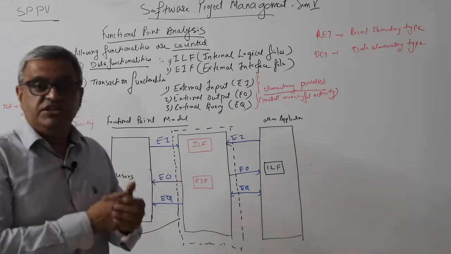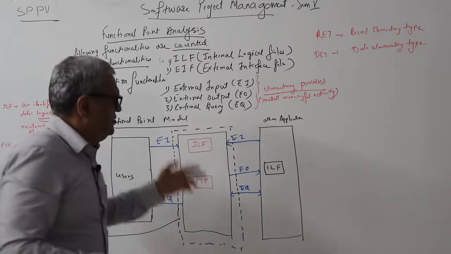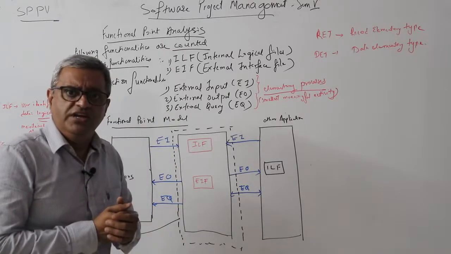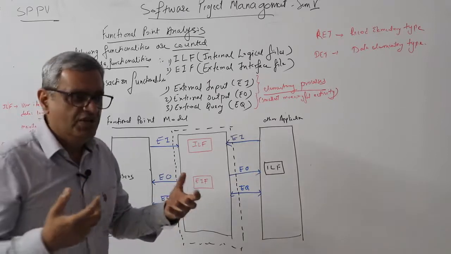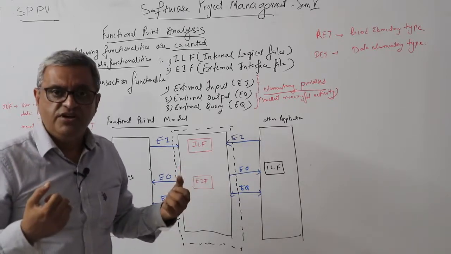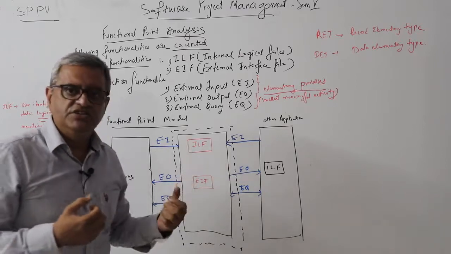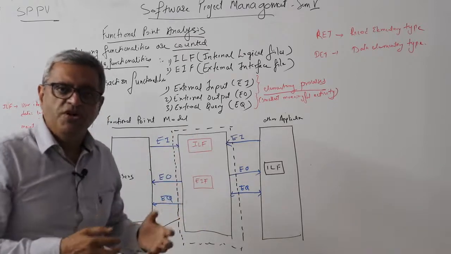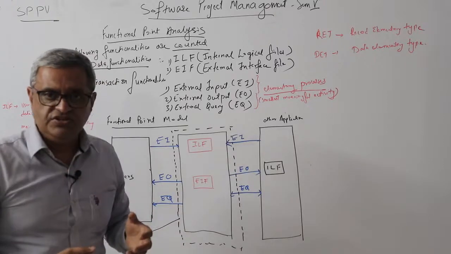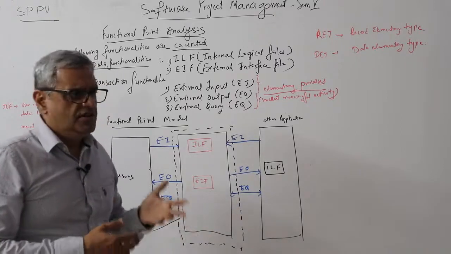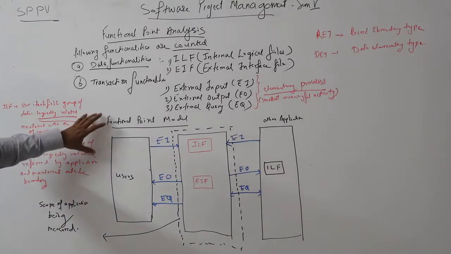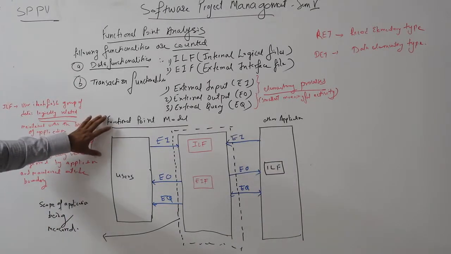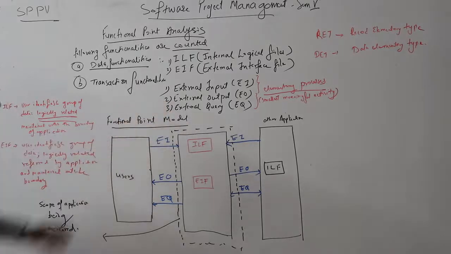Okay, so that becomes external output. And the third one is external query, EQ. So all the queries where data is retrieved from the application, from the software which is in scope, and sent externally to the user, becomes the EQ. Okay, so this is the block diagram, I would say, for a function point model.